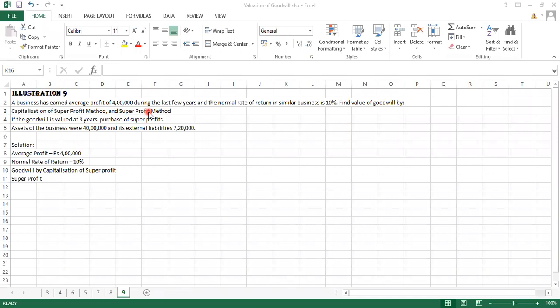Find the value of goodwill by, you have to find out the goodwill by two methods over here. One is the capitalization of super profit method and another one is the super profit method.